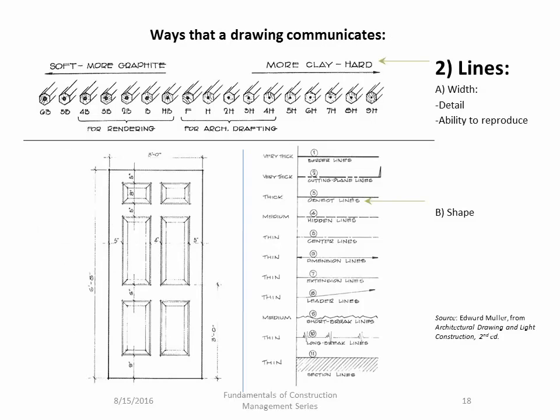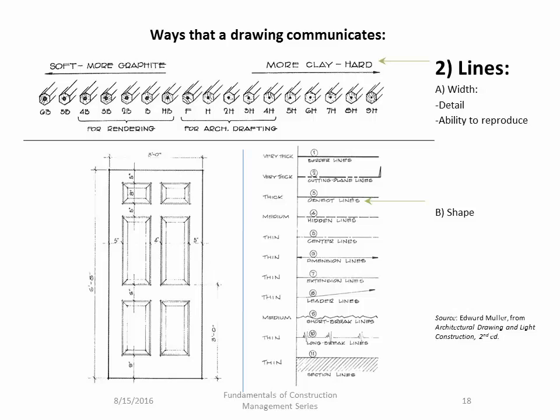We've talked about ways that a drawing communicates. In this slide, we're seeing communication through lines. For example, the width of a line can give us a better idea of the detail that the architect is trying to communicate, or it can affect the ability to reproduce the drawing. If you have very thin lines that are hard to read and you try to reproduce the drawing, often they don't come through. So you need to have thicker lines that can be reproduced multiple times.